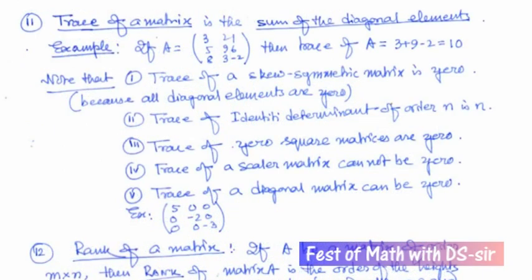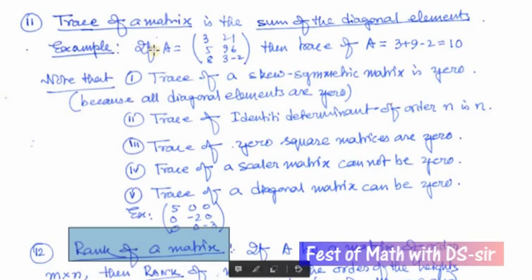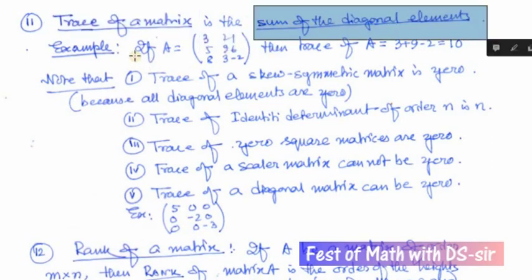Now come 2 definitions. First one is trace of a matrix and second one is rank of a matrix. Not so important, but these are 2 definitions. Trace of a matrix is the sum of the diagonal elements. Now, diagonal elements exist only in the case of square matrices, so this definition is only defined for square matrices. In a square matrix, the sum of the diagonal elements is called the trace of the matrix.